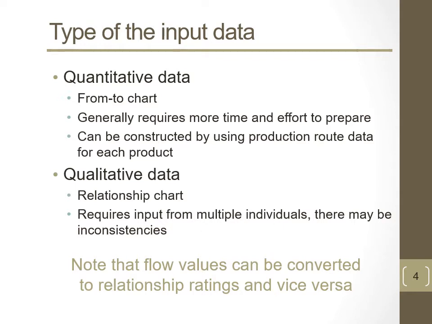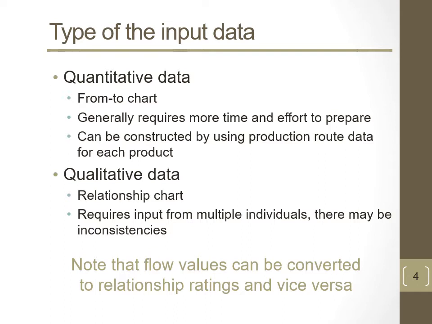And when you talk to these multiple individuals, usually what you will get is inconsistencies. One person will say that these two departments are absolutely necessary, but another person may say that they are ordinarily important. Then you need to find a way to deal with these inconsistencies. On the other hand, if you have a from-to chart, you can convert this to a relationship chart, or if you have a relationship chart, you can convert this to a from-to chart by using some threshold values.